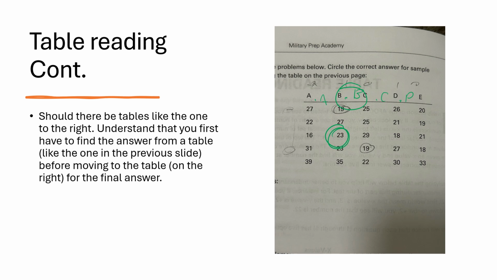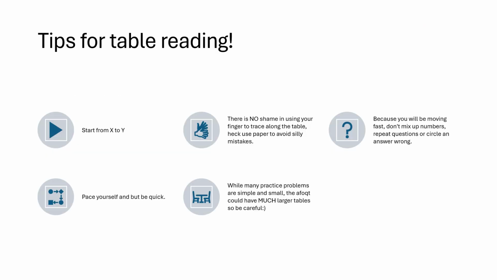You have 7 minutes to answer 40 questions. That's about 5 to 6 questions a minute. So, pretty easy. Any tips for this table reading? Move from X to Y. Coordinates are always X to Y. Don't do YX, you're going to confuse yourself. Like I said, you have 7 minutes to answer 40 questions. Just pace yourself, but be quick. Don't take too long.